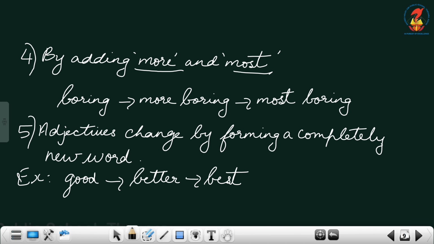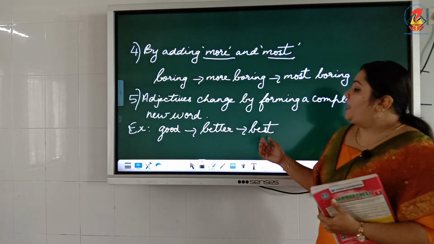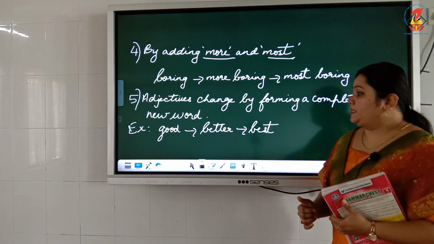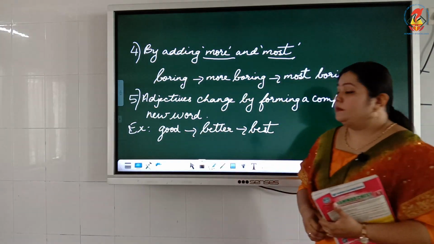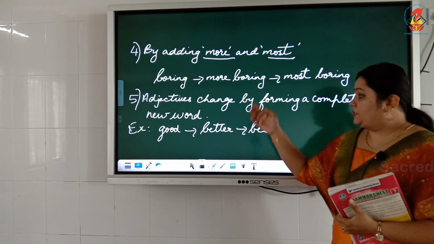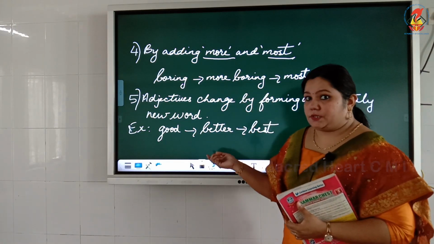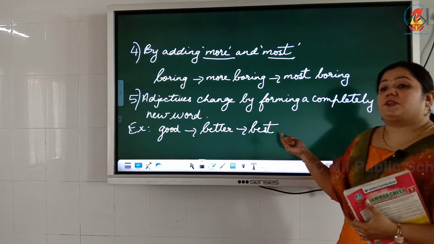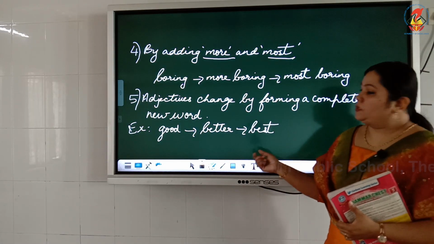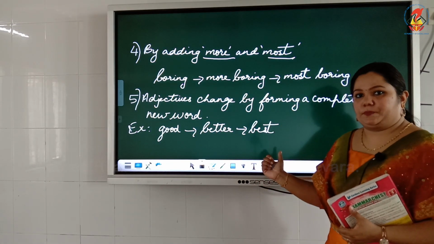And then adjectives that change completely by adding a new word. We use a completely new word to become comparative and superlative. So the word good is a positive word, positive degree. When we change it into comparative, we write better, not any other word, we use better. And then best is the superlative form of that word. So good becomes better, and best is the superlative.